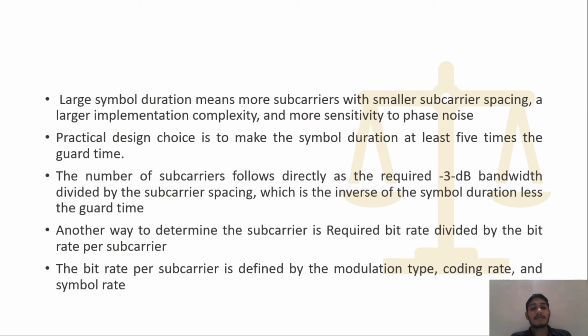The number of subcarriers follows directly as the required minus 3 dB bandwidth divided by the subcarrier spacing, which is the inverse of the symbol duration less the guard time. Another way to determine the number of subcarriers is the required bit rate divided by the bit rate per subcarrier. The bit rate per subcarrier is defined by the modulation type, coding rate, and the symbol rate.